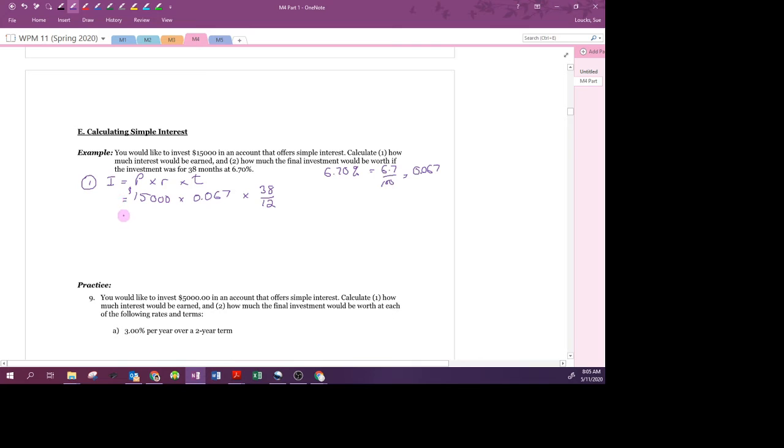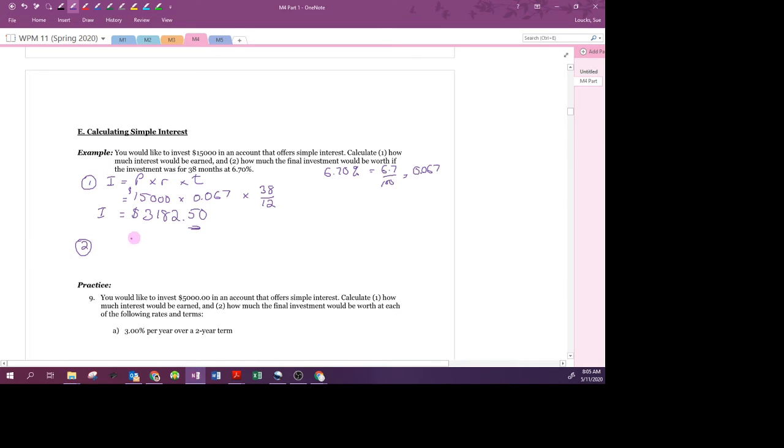And then we're just going to calculate that. We get I equals, we just put that in the calculator and multiply it all together. That's $3,182.50. You're always going to round to 2 decimal places in this section because we're talking about money.